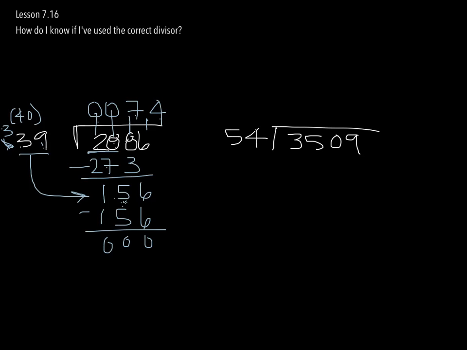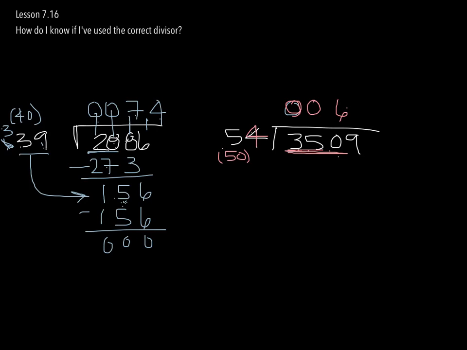Alright, so let's look at 54 into 3,509. The first thing I'm going to look at is how many 54s in 3. I can say 0. I'm going to switch colors because I can. How many 54s in 35? I can say 0. And then how many 54s in 350? Now I'm going to round this one down to 50. 350, that's going to be 7. But remember, I rounded down because there's a 4 here. So 50 times 7 is exactly 350, so it's got to be smaller. It's got to be 6.